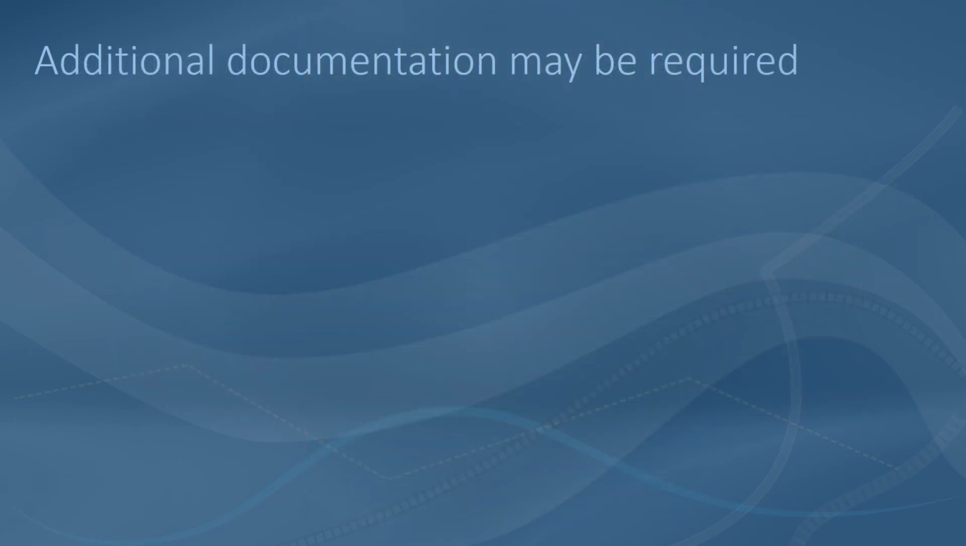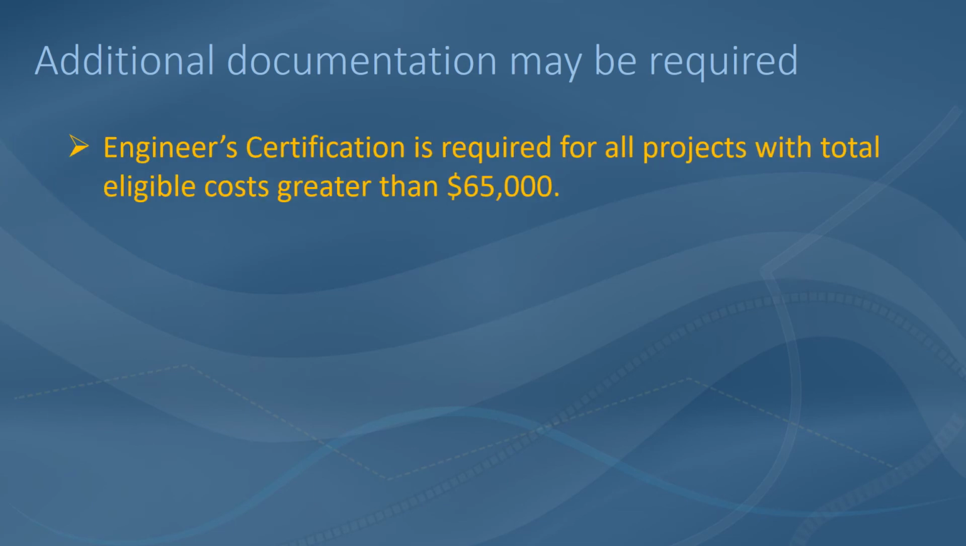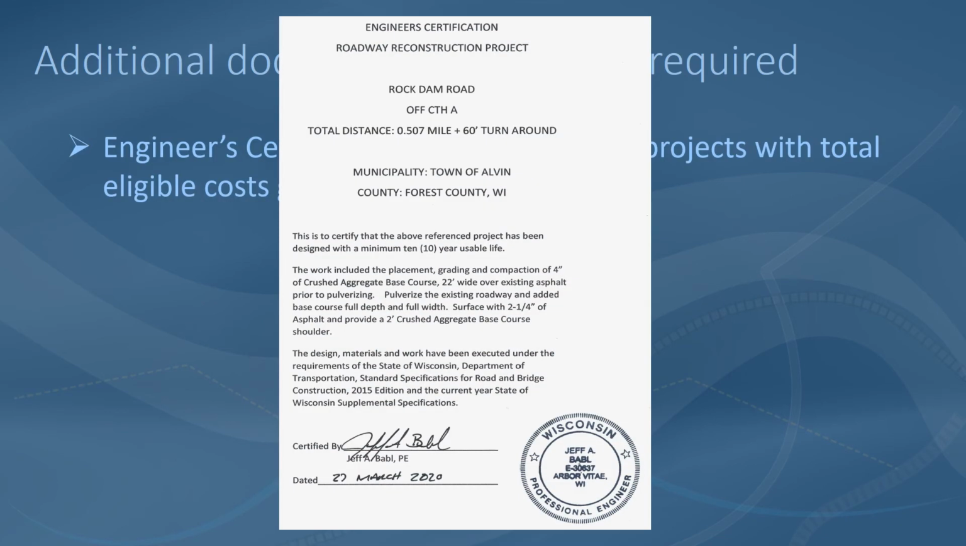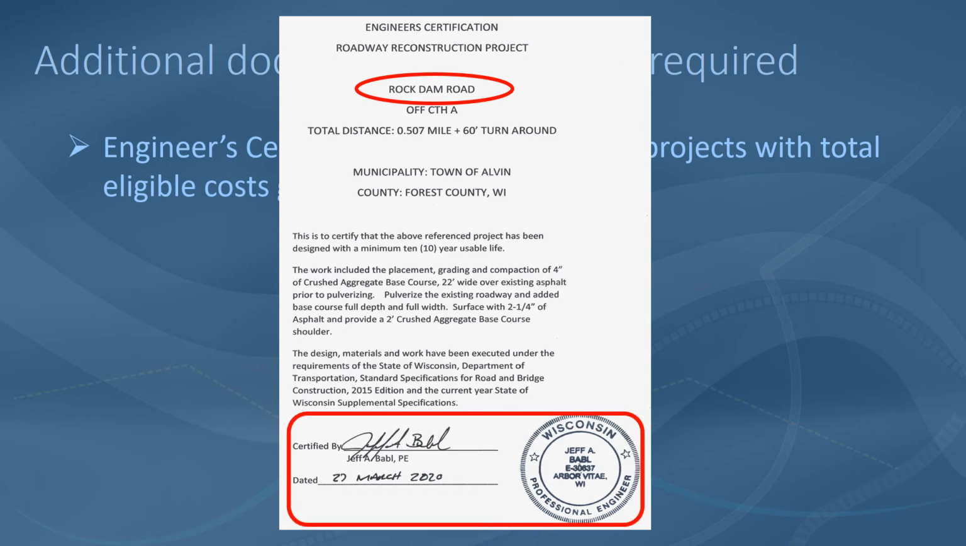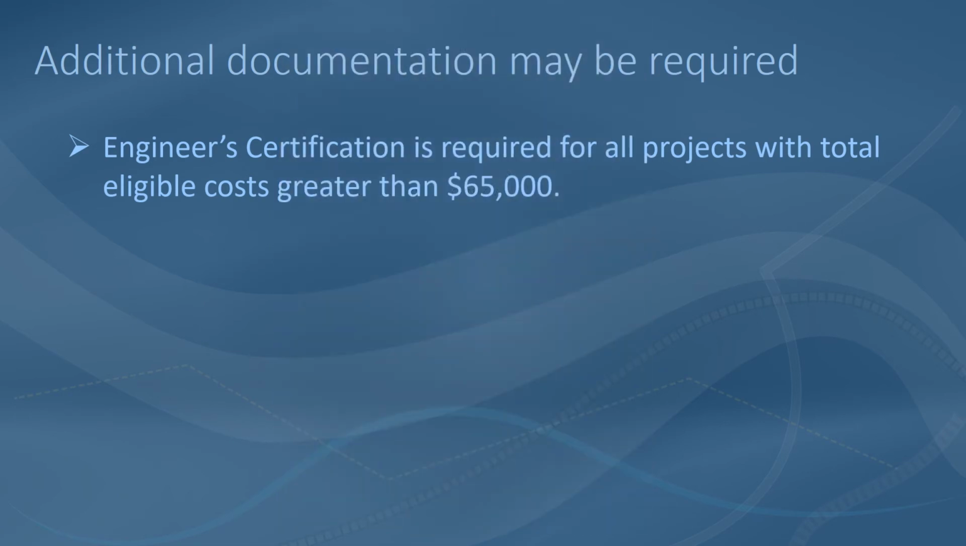Depending on your project, additional documentation may be required. For example, an engineer's certification is required for all projects that have total eligible costs greater than $65,000. This document must include the project name, the signature and stamp of a registered professional engineer, and statements confirming that the design, plans, and specifications were assembled with a minimum 10-year useful life, and that the design and construction meet current WSDOT specifications.